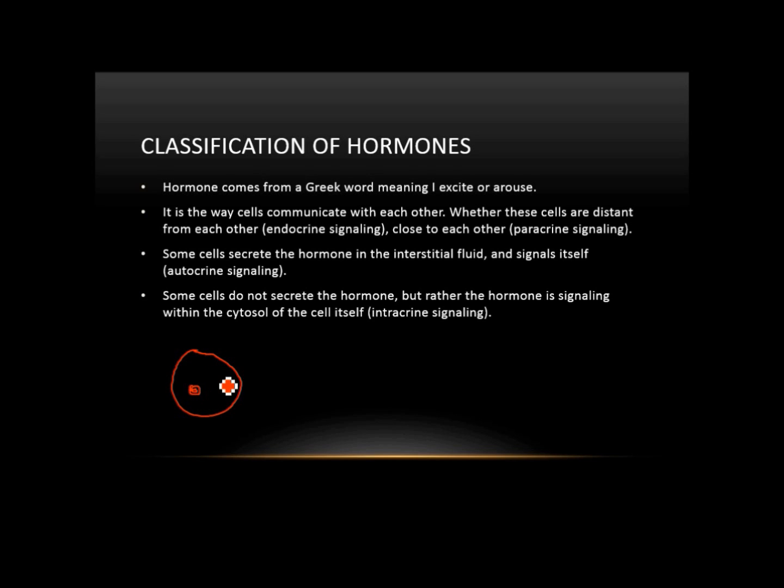A very simple example for these two: endocrine signaling would be adrenaline that is secreted from the adrenal glands. This adrenaline goes throughout the body, through the heart, the organs, the stomach, and the lungs, to increase the heart rate, decrease stomach function, and so on and so forth. So this is the distance; they are very distant from each other.